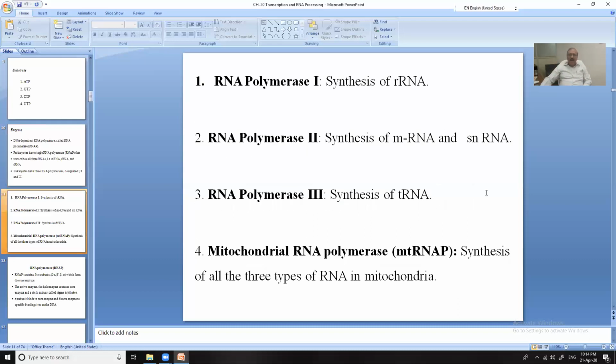What is the function of RNA polymerase 1? It is the synthesis of ribosomal RNA. RNA polymerase 2, synthesis of messenger RNA and small nuclear RNAs. RNA polymerase 3, synthesis of transfer RNA. And you will find another, mitochondrial RNA polymerase, which synthesizes all the 3 types of RNA in the mitochondria. Okay? Mitochondrial RNA polymerases are different from the RNA polymerases 1, 2, 3.